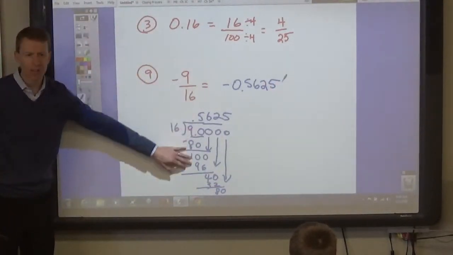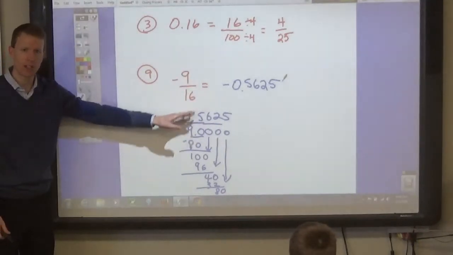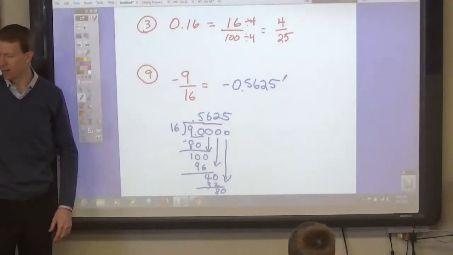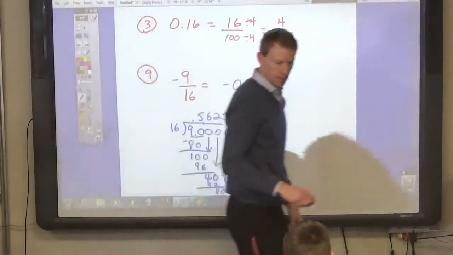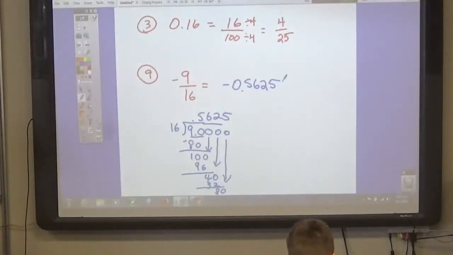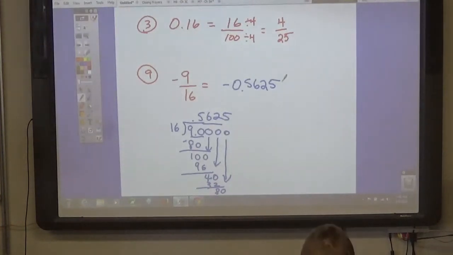You'll only have to do one of these on the quiz. You have to show that you know how to do it. Okay? Any questions on fractions and decimals and converting those? All right. Do the evens on this page.